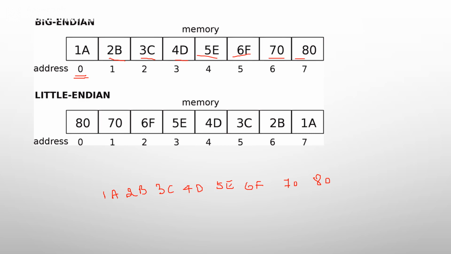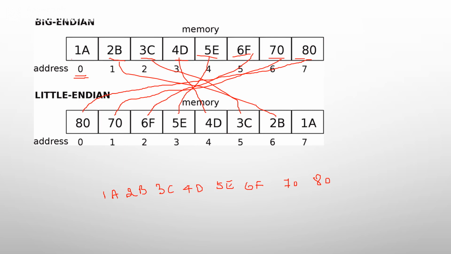So similarly, in the case of little endian, you can just reverse that. So 80, the last location, I can store it first. Next comes 70, next comes 6F, next comes 5E, next is 4D, 3C, 2B and 1A. So that means in the case of big endian, the higher byte of data is stored at the lower address and the lower byte of data is stored at the higher address.